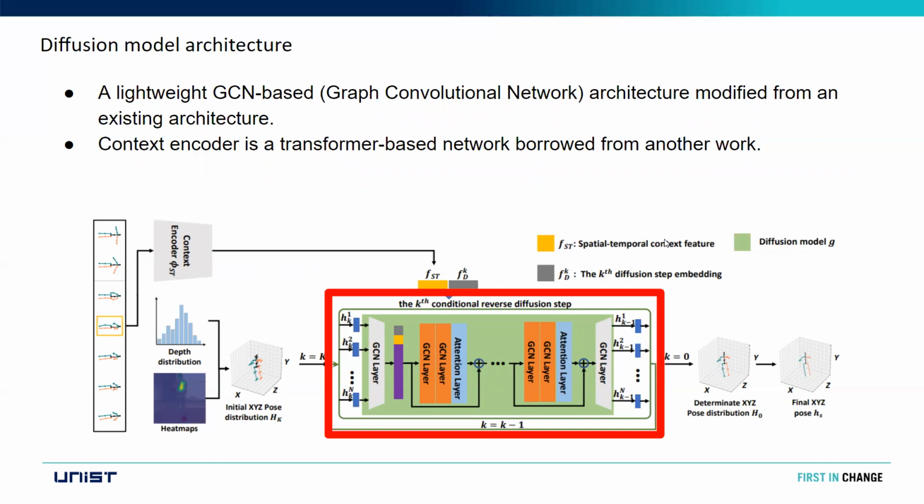So what model did they choose for the diffusion model? They chose a very lightweight graph convolution network based architecture modified from an existing architecture from a previous paper. And they also use a context encoder with a transformer-based network, again borrowed from another work. They did not propose a new context encoder. And that's the GCN I'm talking about. So it contains several graph convolution layers and attention layers and skip connections and so on.